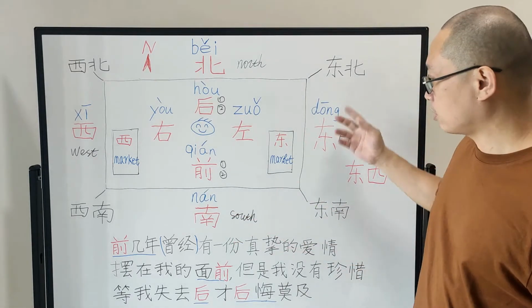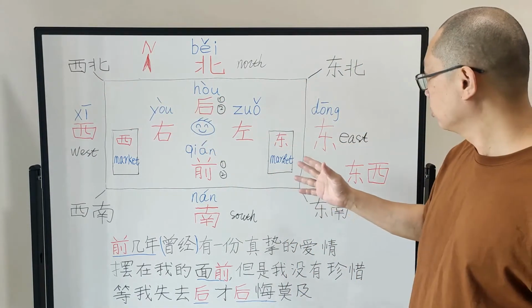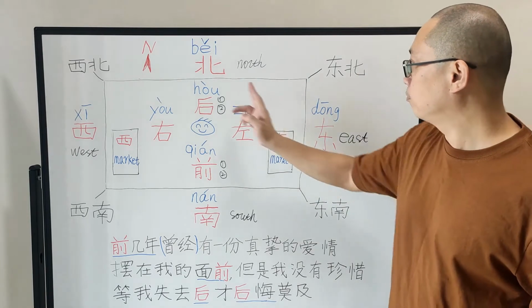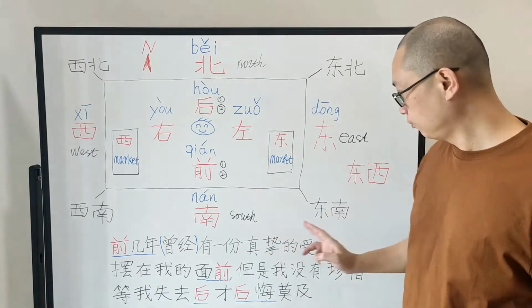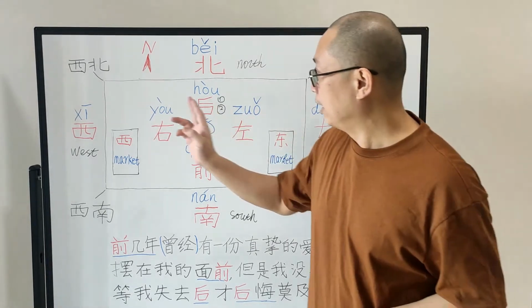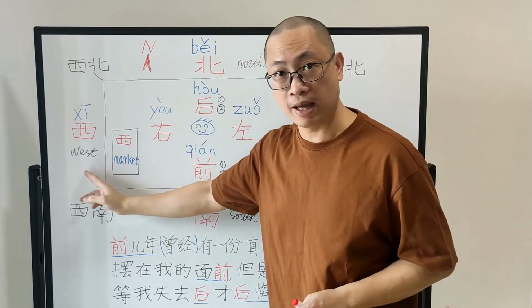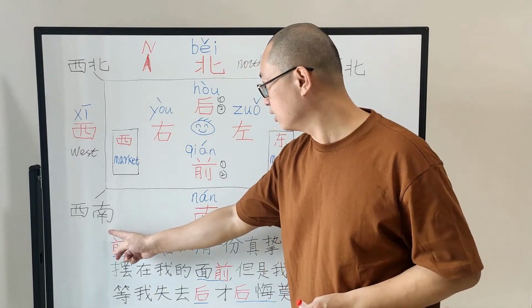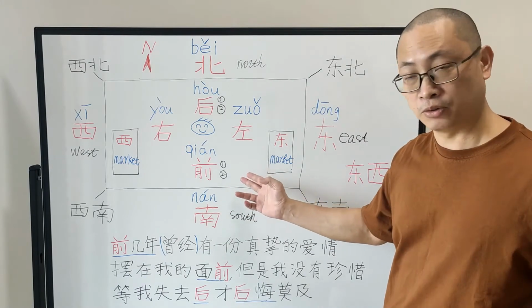Okay, check these 4 directions. They are reversed compared to English. Dong Bei, north east. Dong Nan, south east. Xi Bei, north west. Xi Nan, south west. Okay, next 4 characters.